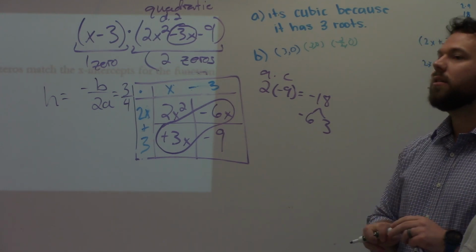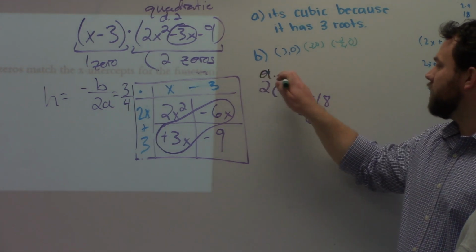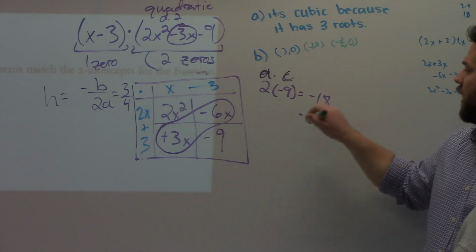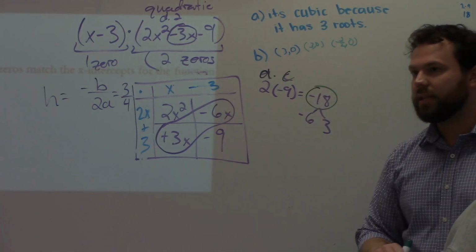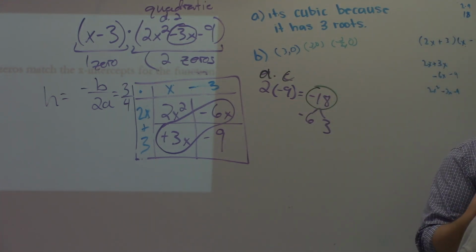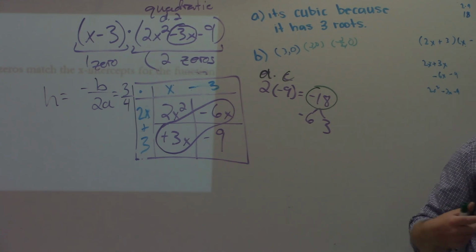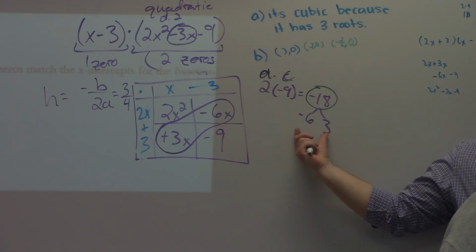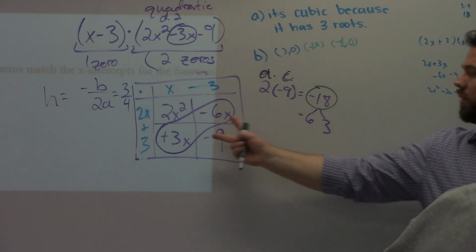A times C. So remember, you got to start with a times c. So 2 times negative 9 is negative 18. Remember, I need factors of that can add up to b. And so there's lots of factors in negative 18, but the only 2 that work that add up to negative 3 are negative 6 and 3. Those are the only 2 factors. So that's going to go here.